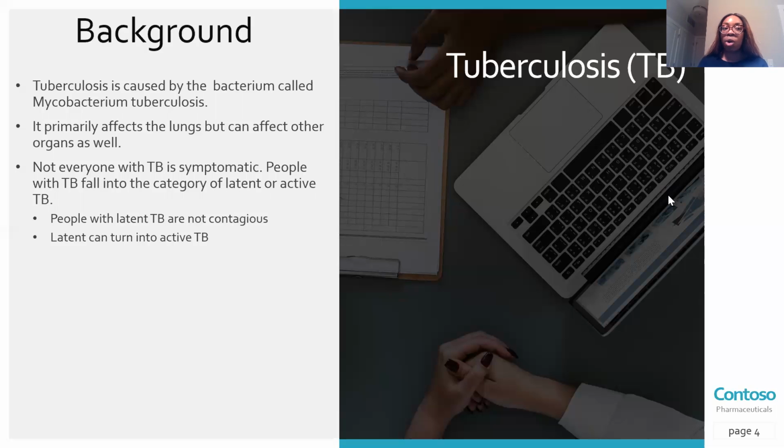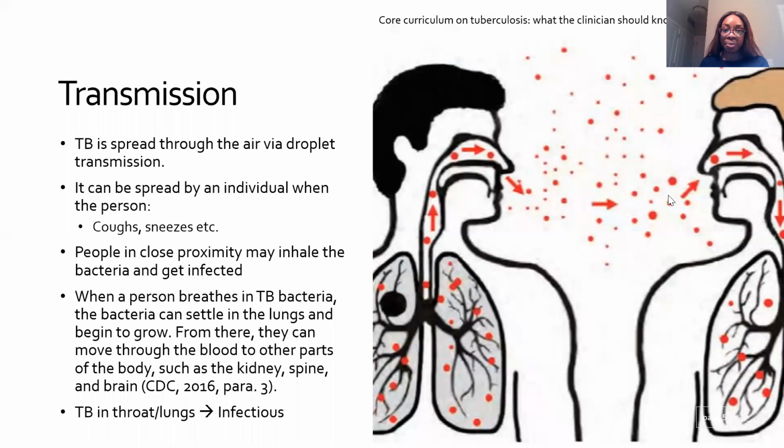People with TB fall into the category of latent or active TB. So people with latent TB have the bacteria, they're infected with the bacteria. However, they are not actively sick and they're not contagious, so they can't spread the infection to other people. The risk with latent TB though is that it can turn into active TB. So there's a 15% lifetime risk of someone with latent TB getting active tuberculosis.